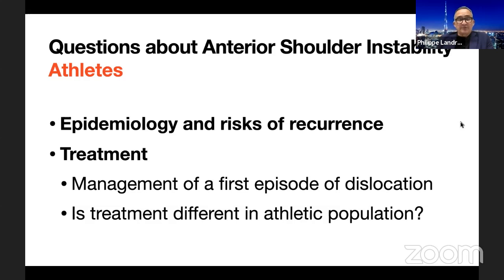Is there a difference in epidemiology and risk of recurrence? And then the two other questions, which are a bit related to the first one, are about the treatment. So do we have to manage the first episode of dislocation differently? And is the treatment of chronic cases different from the normal, I would say, non-athletic population?